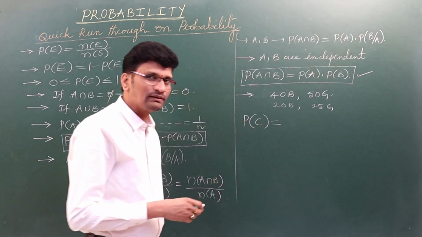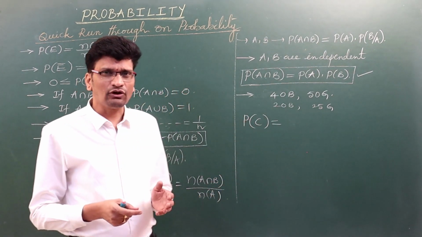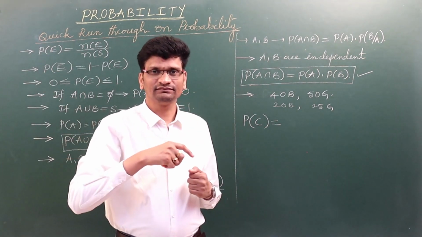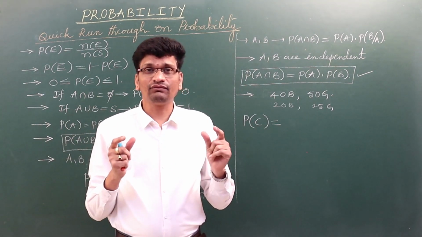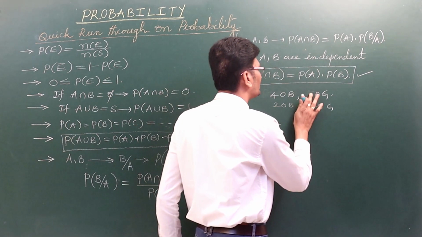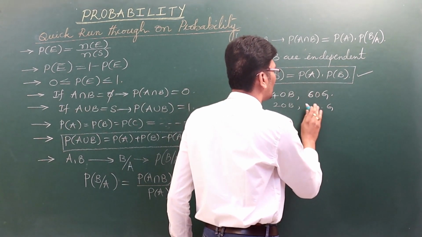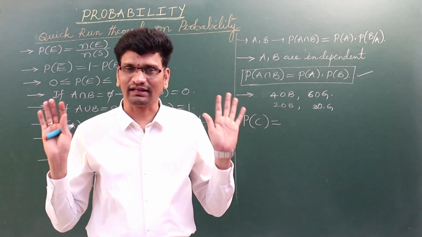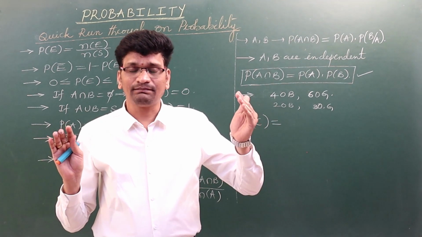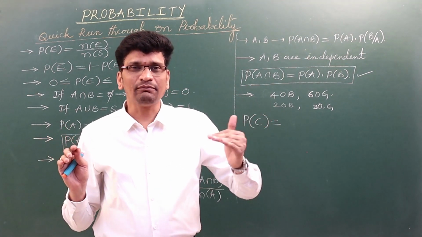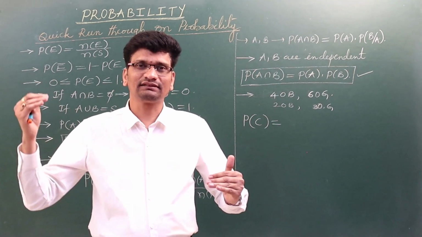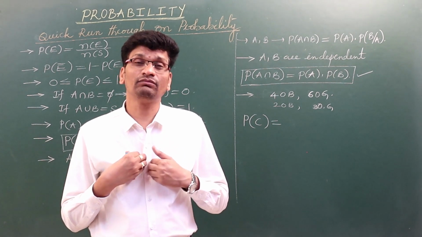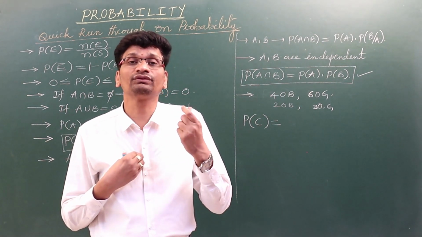Why does it belong to total probability? Let me explain. Total probability means what you require, you collect from all. In the class, I found 40 boys and 60 girls, and 30 girls know cricket. So 40 boys and 60 girls are there. In the 40 boys, 20 boys know cricket. In 60 girls, 30 girls know cricket. Now I selected randomly one person. Then what is the probability that the selected person knows cricket?